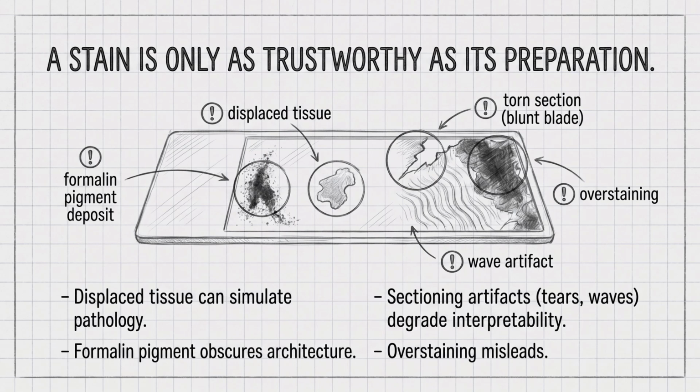In forensic work, a poorly prepared slide isn't just suboptimal. It can lead to incorrect conclusions about the cause or mechanism of death. You are the gatekeepers of quality, ensuring that the pathologist receives a slide that accurately reflects the tissue's true state. However, even a perfectly prepared stain can be misinterpreted if we don't understand its limitations.